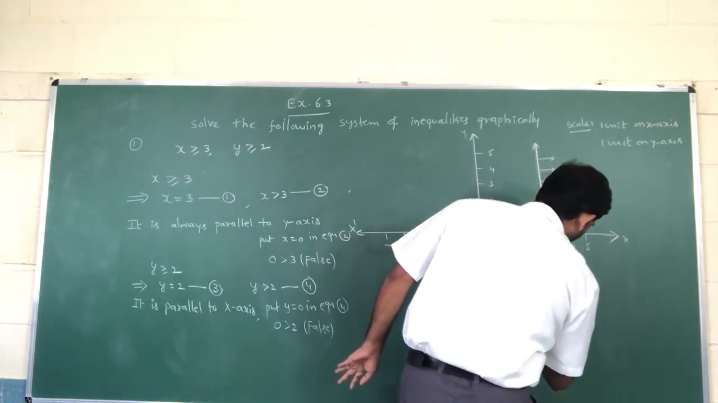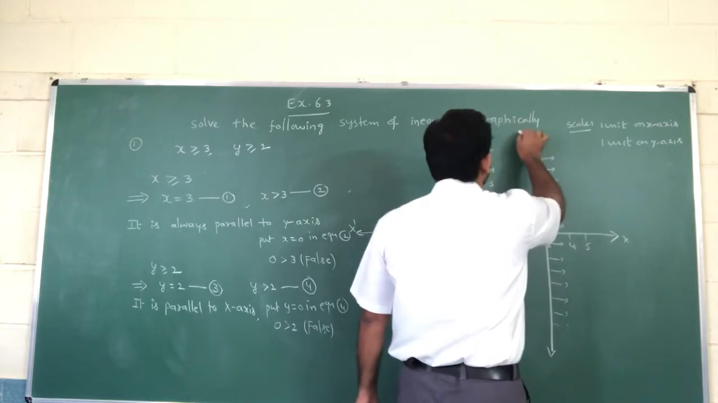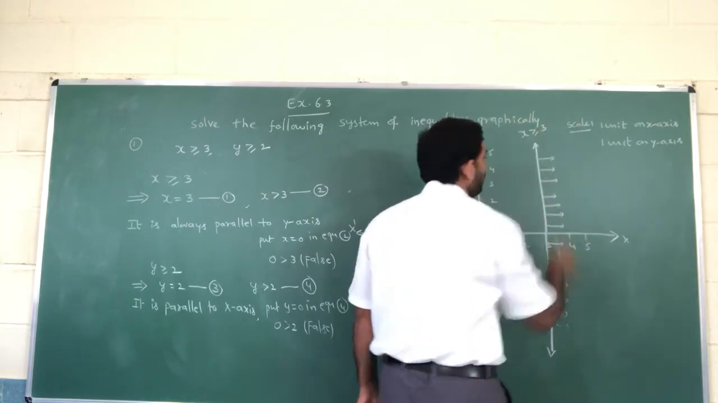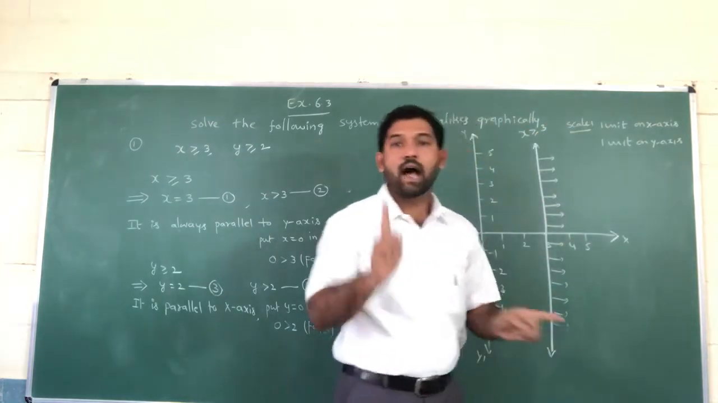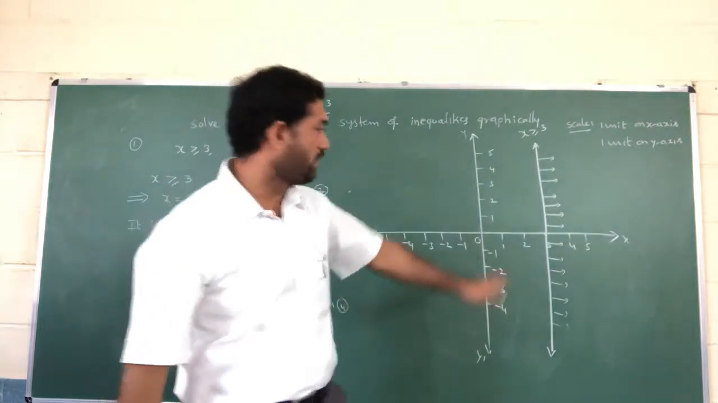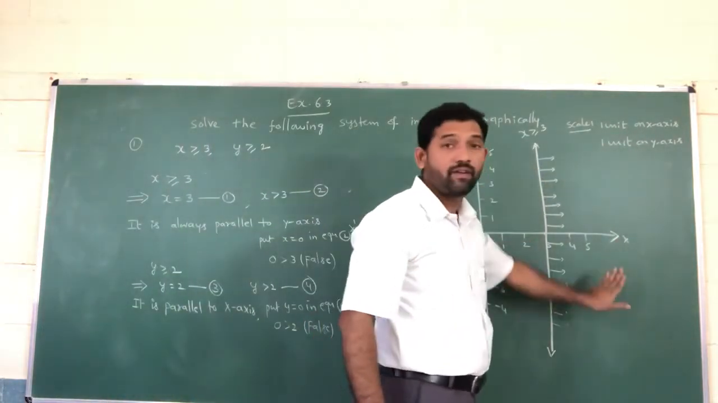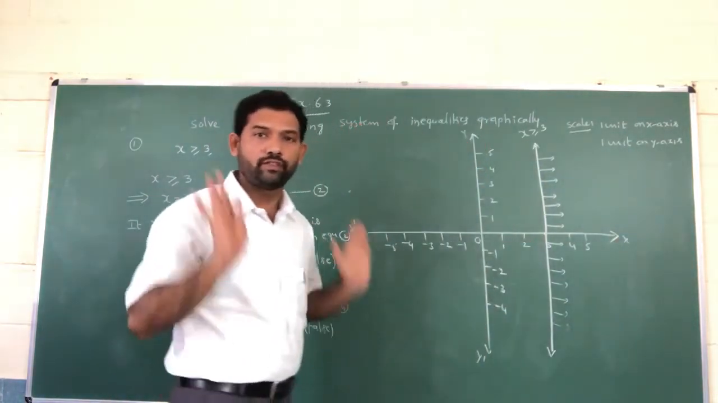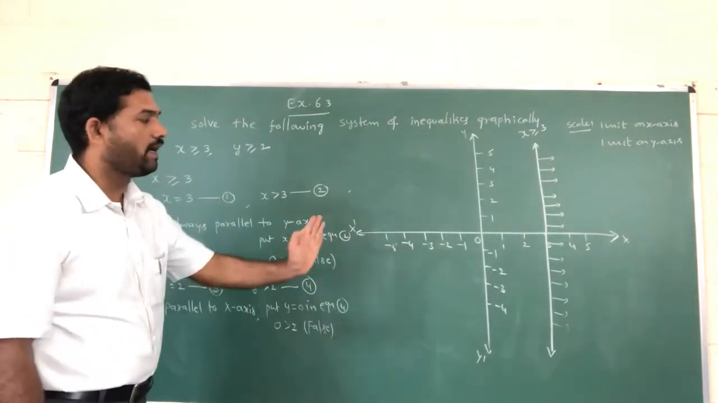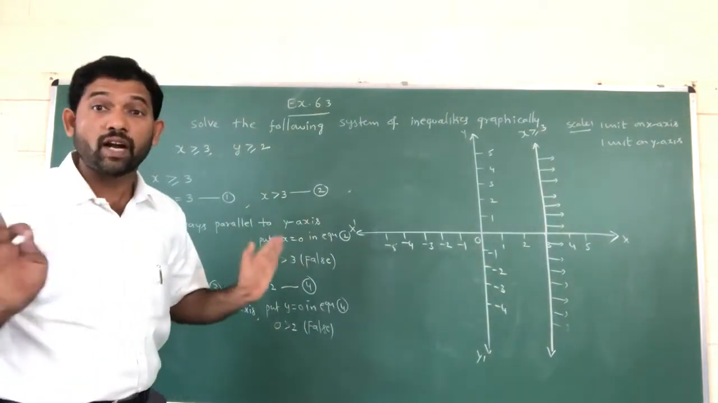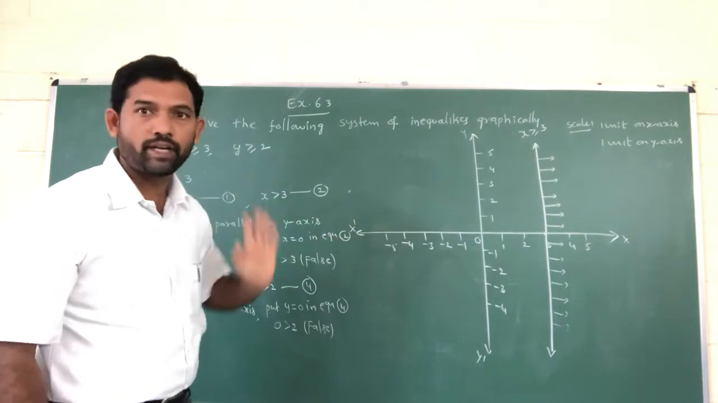Just simply you have to remember. This is x greater than or equal to 0. So here our one inequality solution is there. Understand? So that's why I put a small arrow. That is not your final solution.